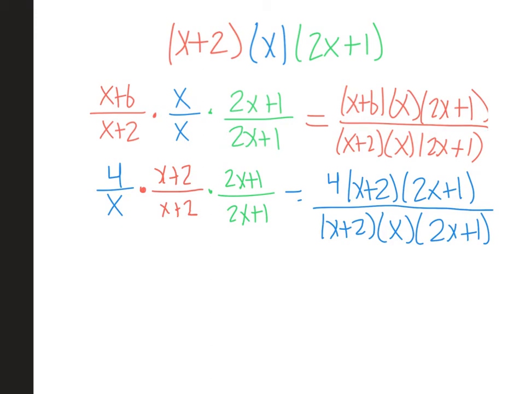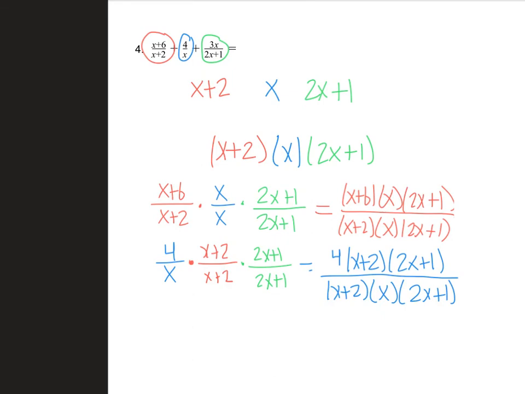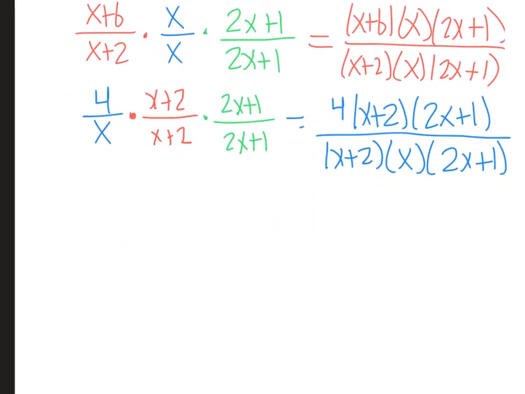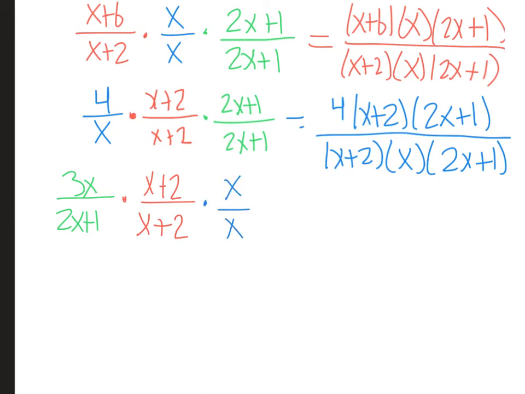So now we can come down to the green fraction, which is 3x over 2x plus 1. So when I come down here, I've got the green 3x over 2x plus 1. But now I've got to multiply it by the red denominator and the blue denominator. So the red denominator is x plus 2 over x plus 2. And then the blue denominator is x, so I've got to multiply by x over x. And then we see what we get.